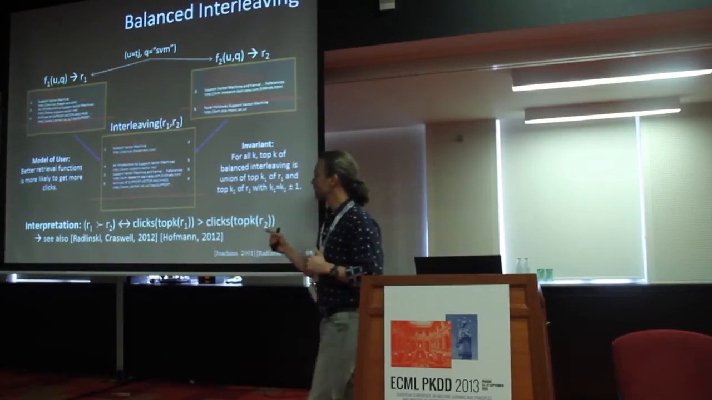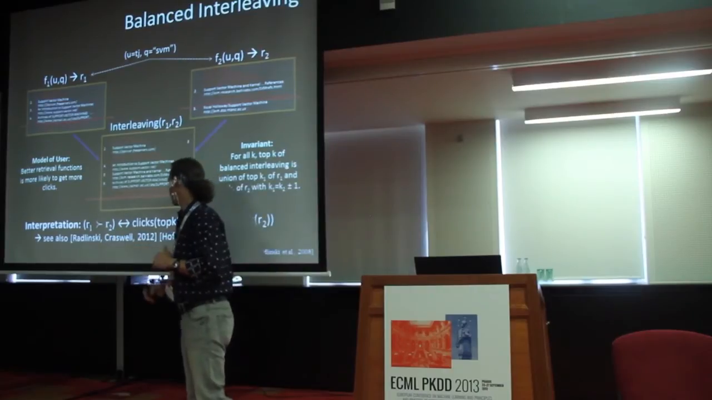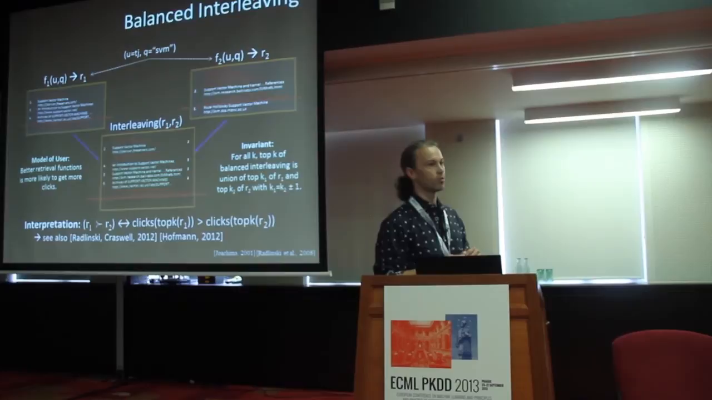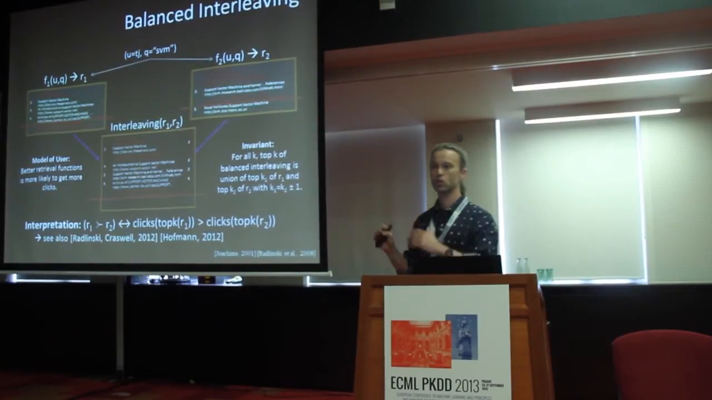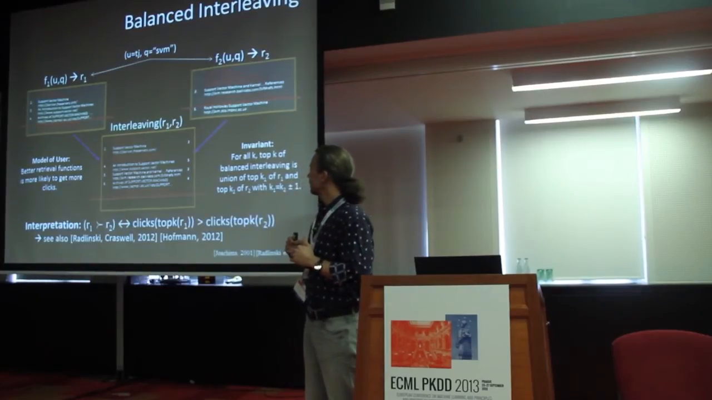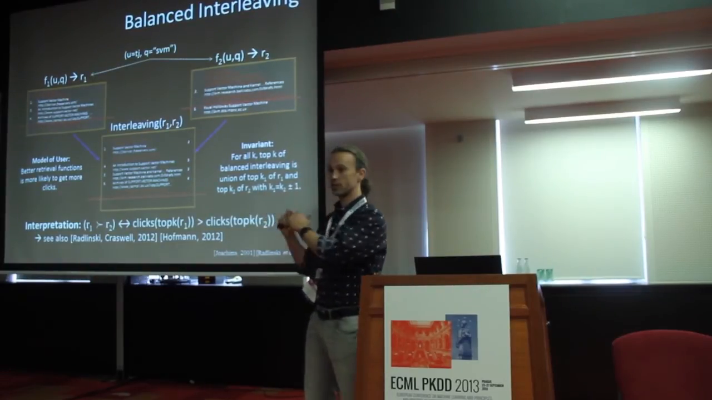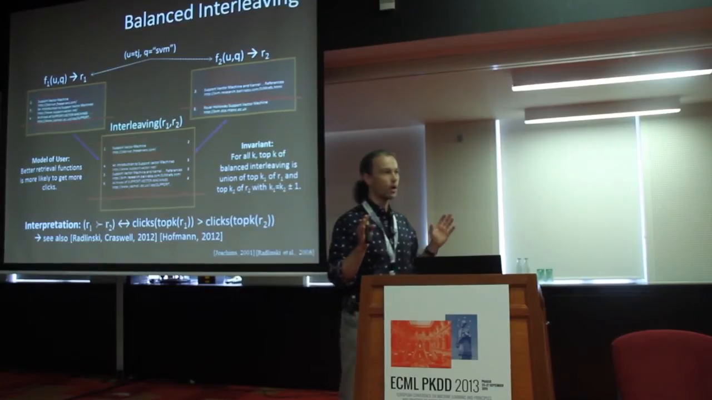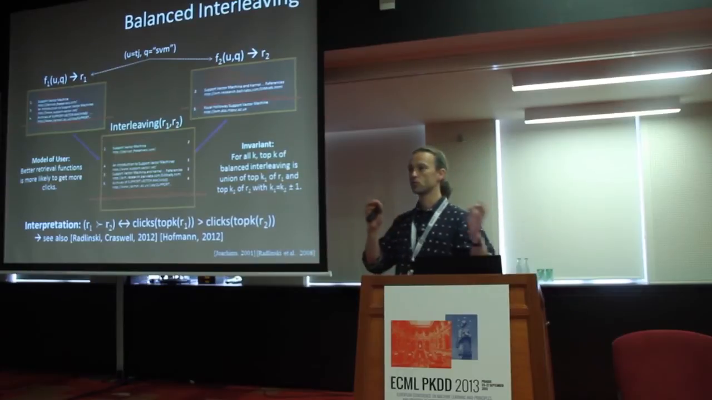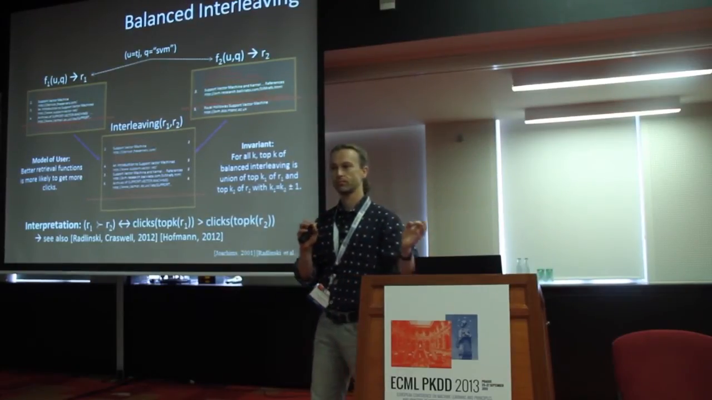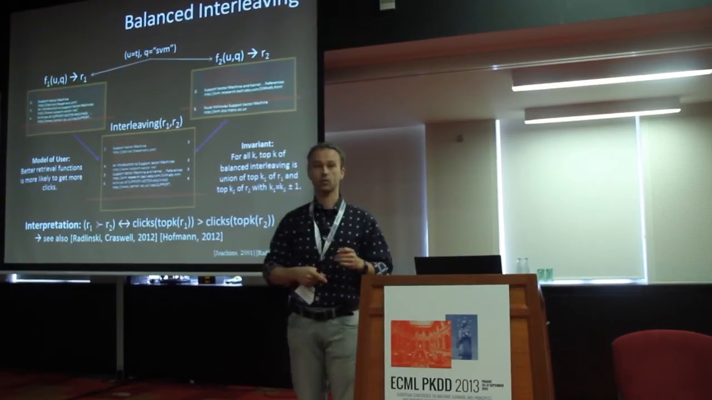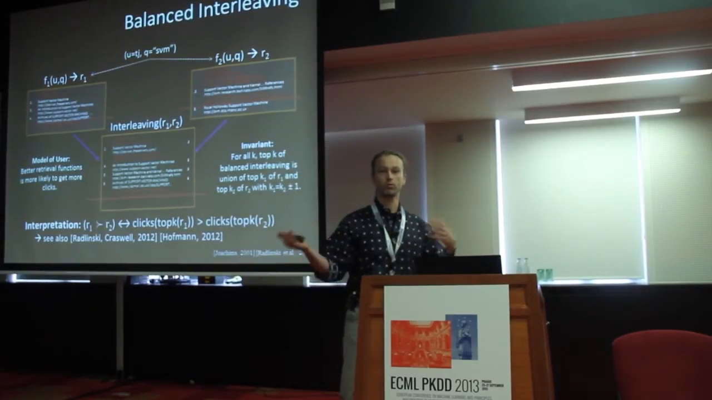But there is other work by Radinsky and Craswell, and there was a very nice PhD thesis by Katja Hofmann from Amsterdam that really studied how to build these interleaving algorithms. So what this gives us is that we've set up the choice problem in a way that tells us something about the relative preference between the two rankings. So now, over the distribution of queries, we can ask which ranking function wins more often.